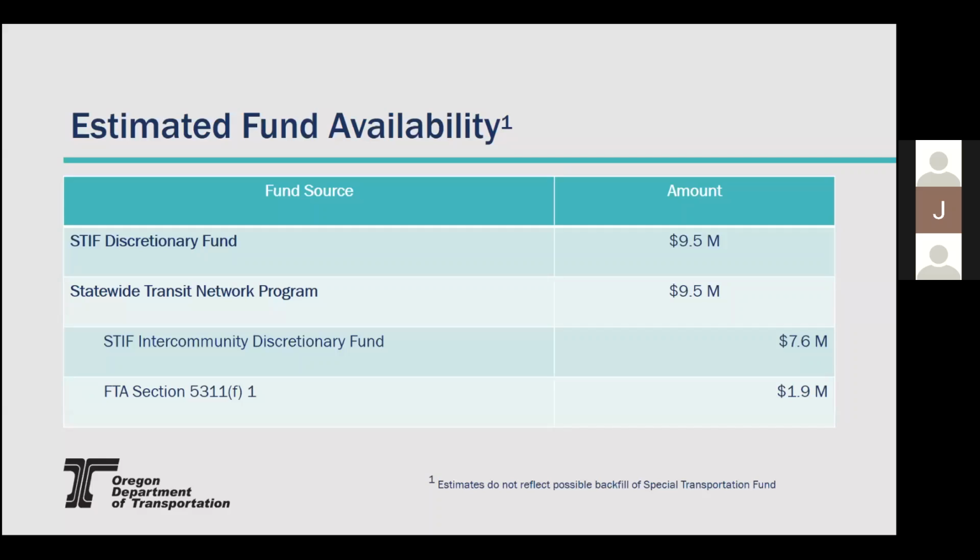Also important to note is that these estimates assume no legislatively directed backfill for the 2021-2023 Special Transportation Fund, or STF, which did happen during the 2019-2021 biennium. So another thing to remember is that ODOT has now been directed to combine the STF and the STIF programs starting in the 2023-2025 biennium.